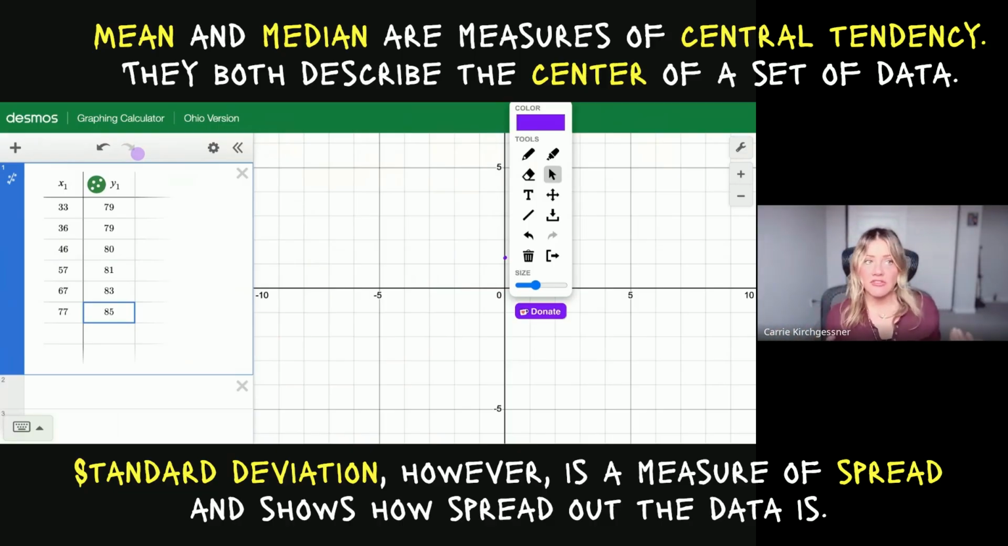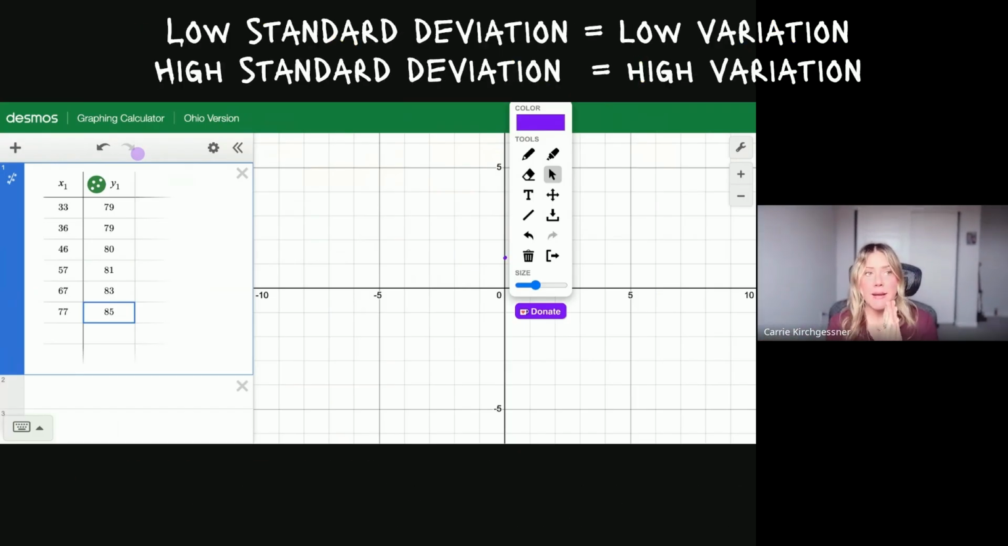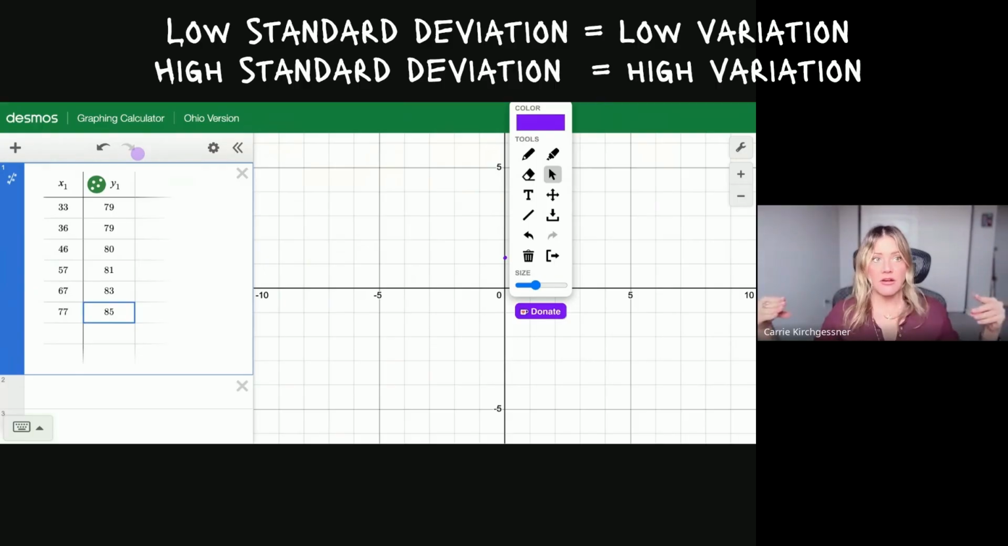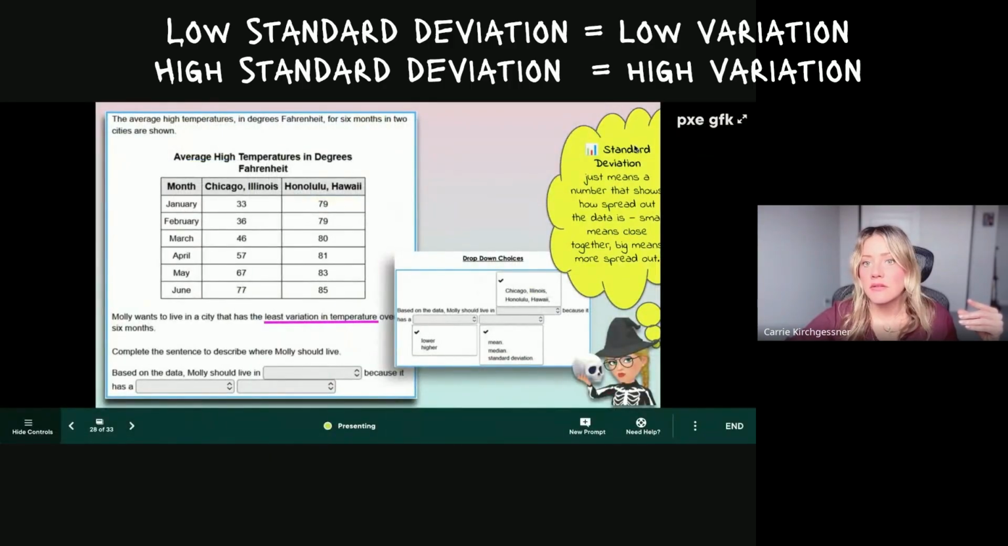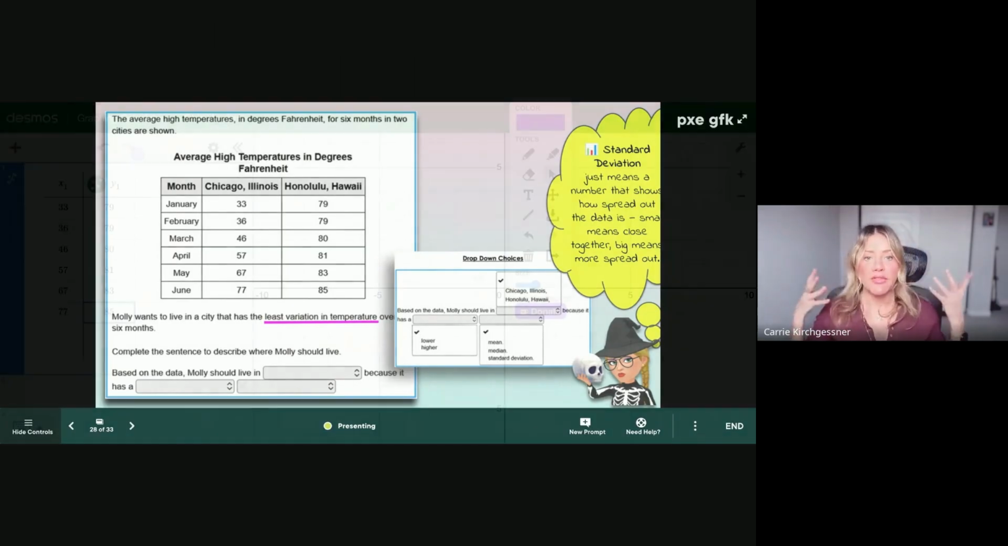So standard deviation just means a number that shows how spread out the data is. A small standard deviation means close together, and a larger standard deviation means spread apart. Here, let me show you this tab. That has the definition there for you. Standard deviation means how spread out the data is.